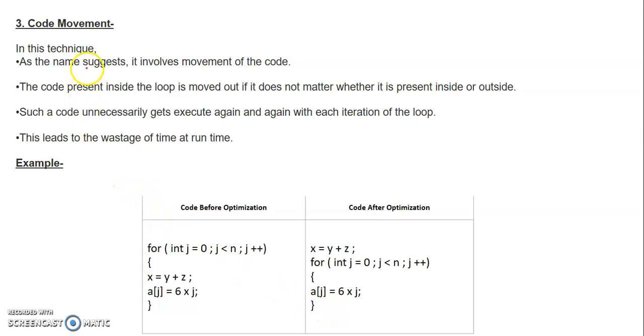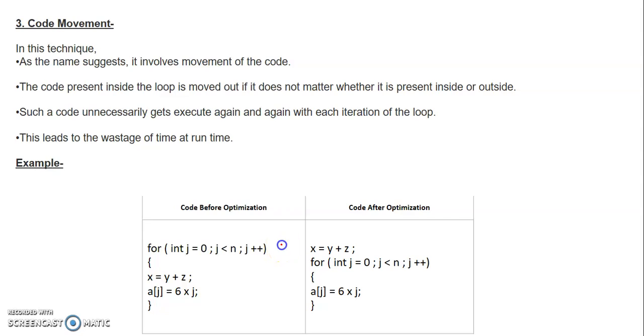Next technique is code movement. As the name suggests, it involves movement of the code. So why is this movement there and what will happen after code movement? The code present inside a loop is moved out if it doesn't matter whether it is present inside or outside. Such code unnecessarily gets executed again and again with each iteration of the loop, and this leads to wastage of time at runtime.